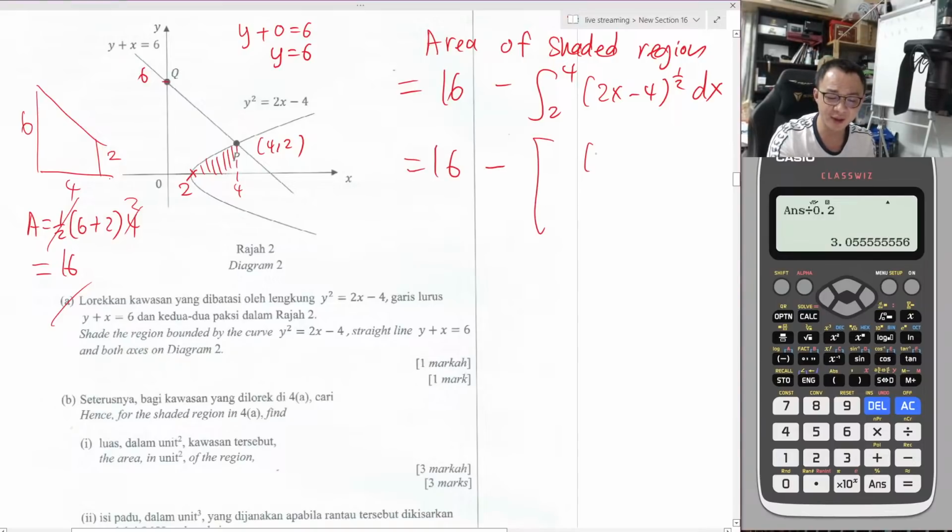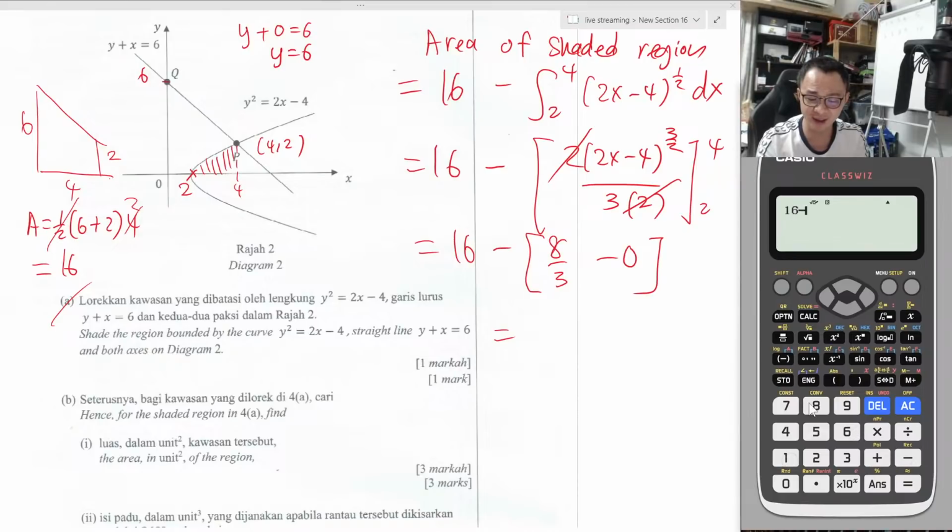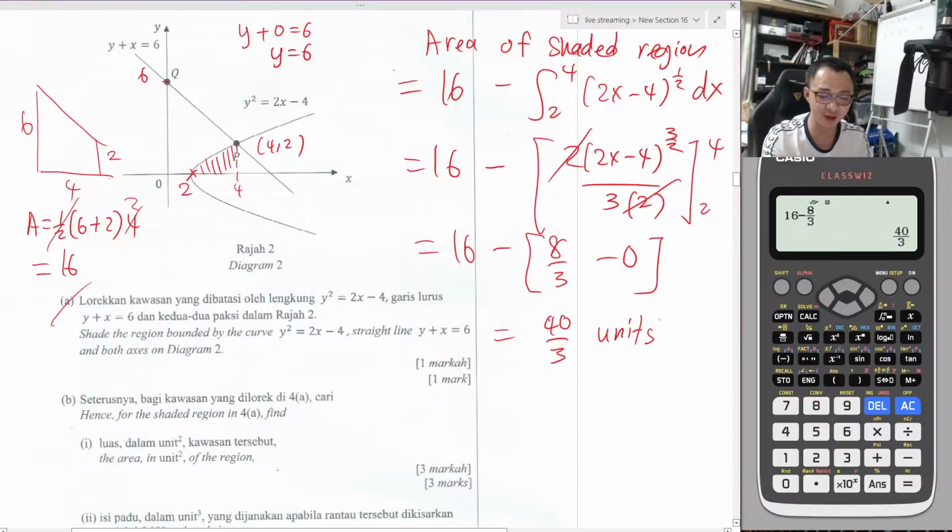Let's integrate this one. This is (2x minus 4) power plus 1, 3 over 2, divided by 3 over 2. Differentiating inside gives a 2 at the bottom. Then from 2 to 4, simplify them. 4 into here will be 8 minus 4 is 4. 4 power 3 over 2 is 8 over 3 minus 0. So this will be 16 minus 8 over 3. You can use a calculator and you should get 40 over 3 unit square. Done. This is how we get the area of the shaded region.